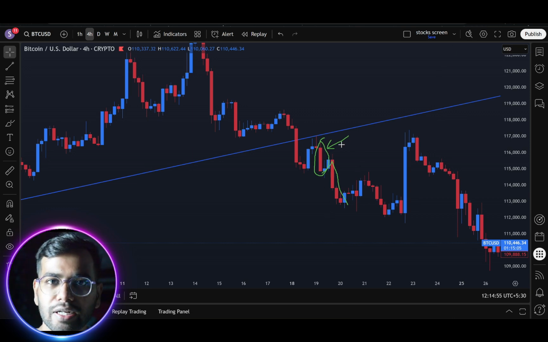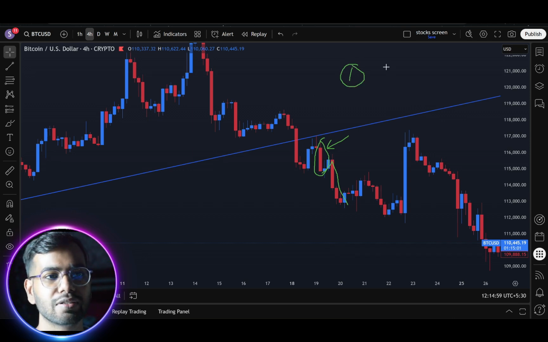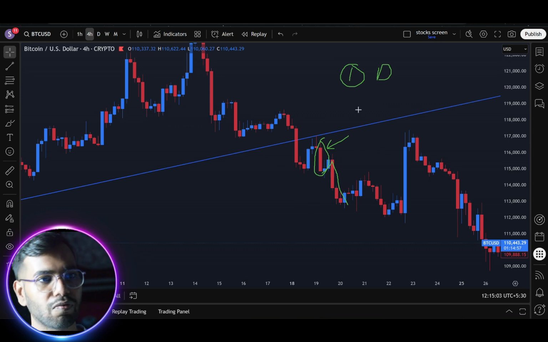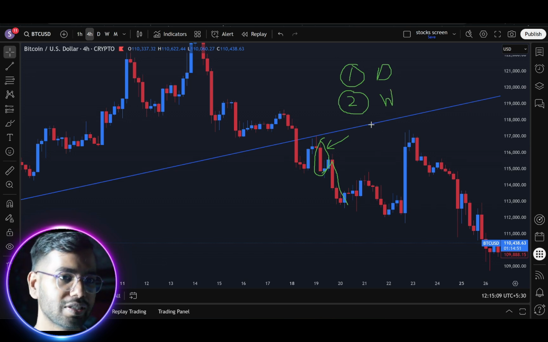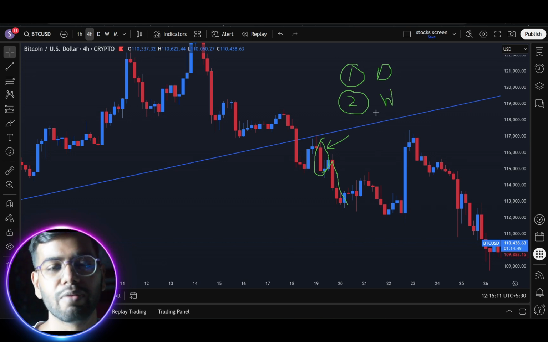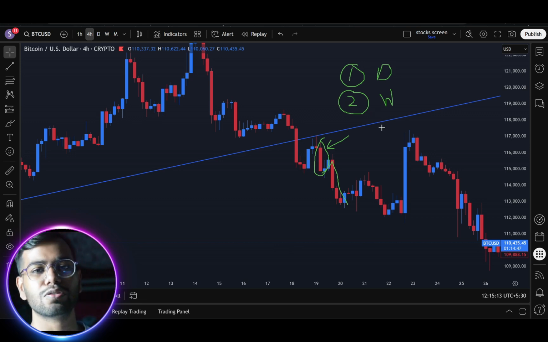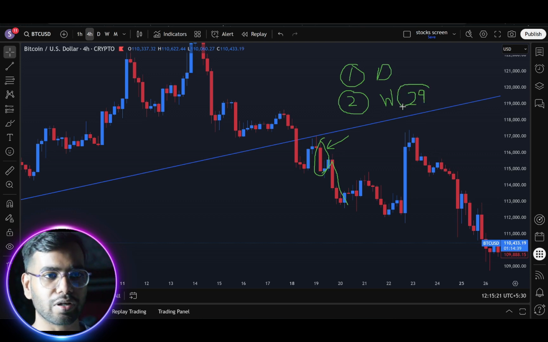At this particular candle, I formed two option selling legs. One leg was made for daily expiry, which was 20th of August, and the second leg I made for weekly expiry, about which I have posted a video recently. If you have missed that video, I will mention it in the end screen. Please don't miss that particular video. And this weekly expiry was of 29th of August.